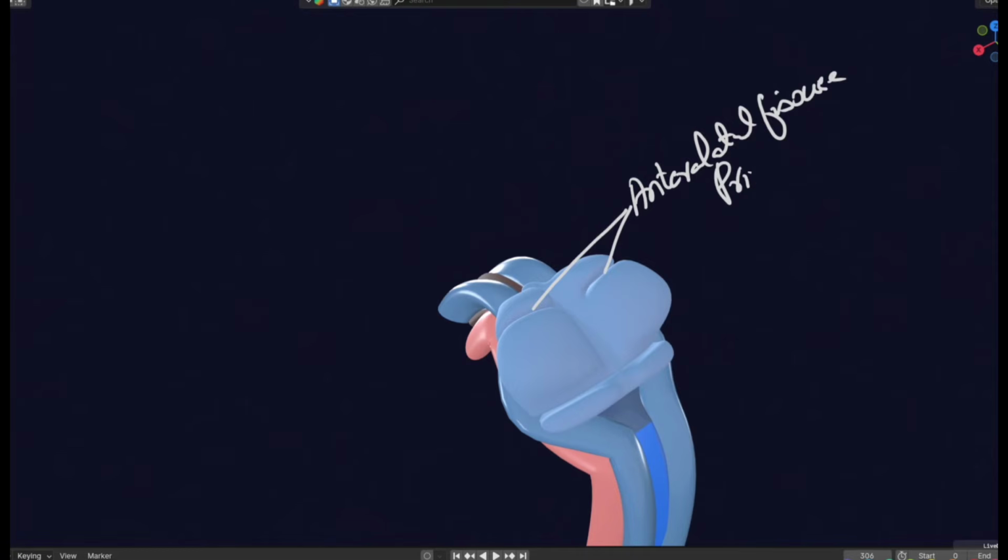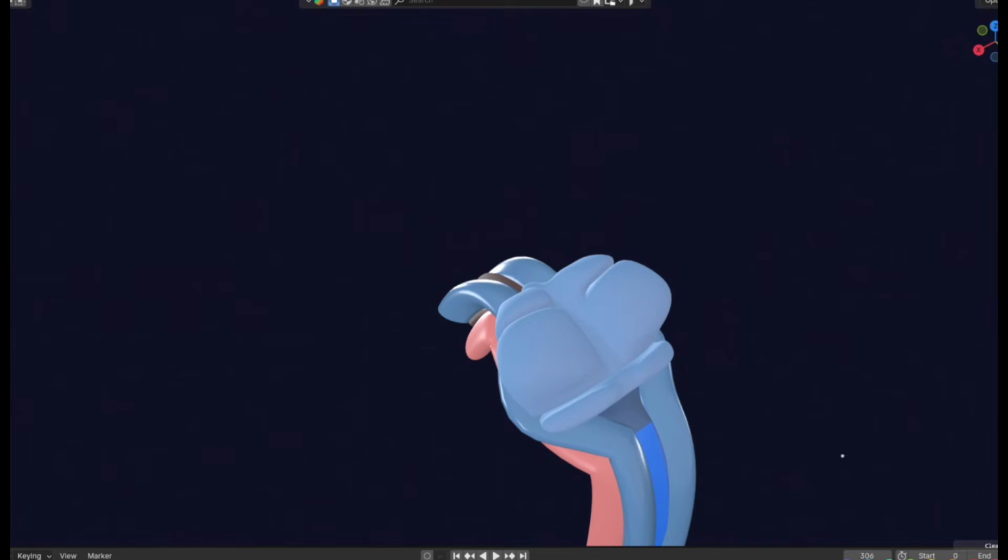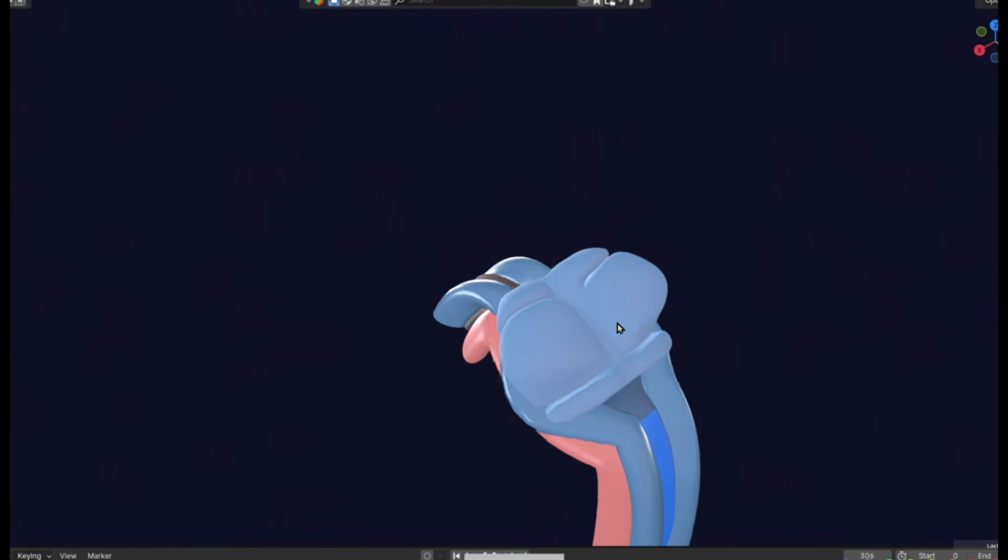This is the more common name of this fissure. It is called the primary fissure, and this other one, which separates the anterior and posterior lobes from the flocculonodular lobe, is called the posterolateral fissure. Right? So these are the basic fissures or basic grooves of the cerebellum.